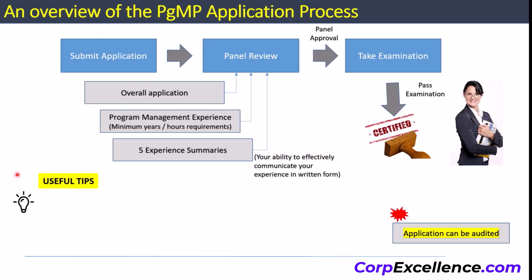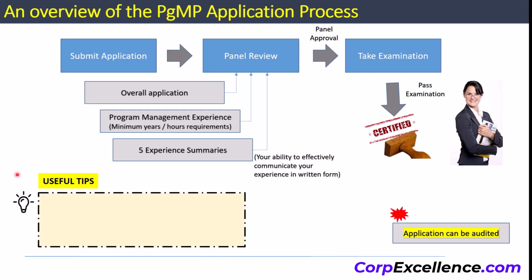Let's now review a couple of important tips, especially related to the application process in general. The first one, when you are filling out the application, is to ensure that you study the PgMP certification handbook. This book is about 41 pages long and covers a number of useful topics, including numerous tips that range from filling your initial application to taking the examination.